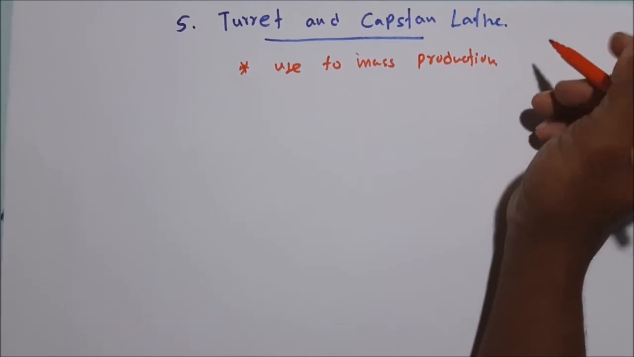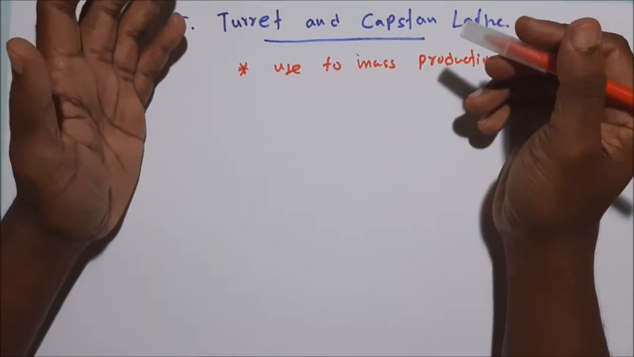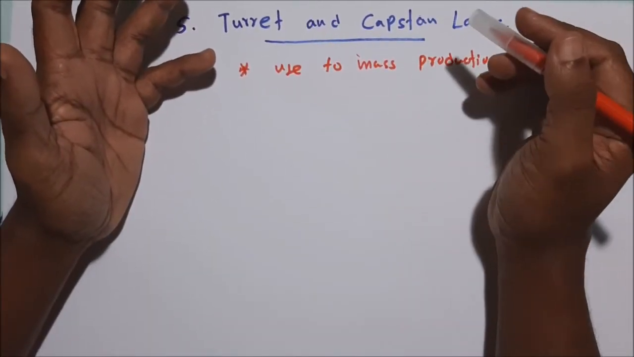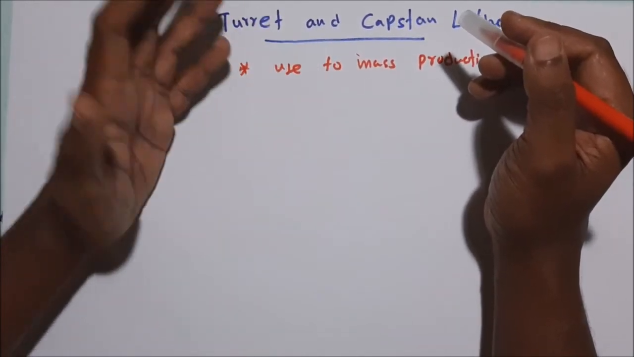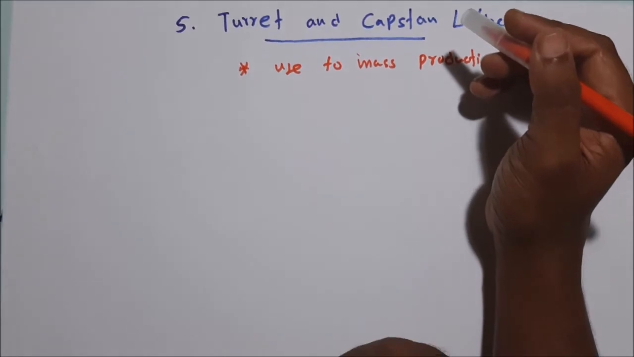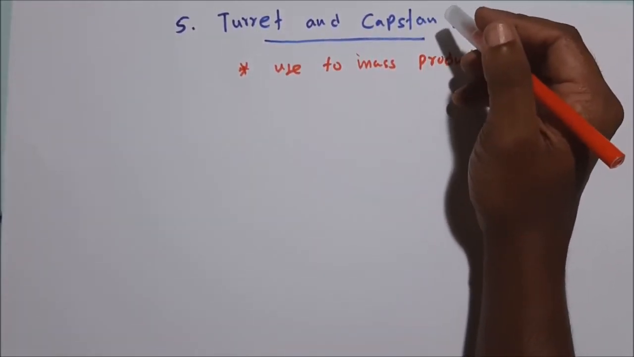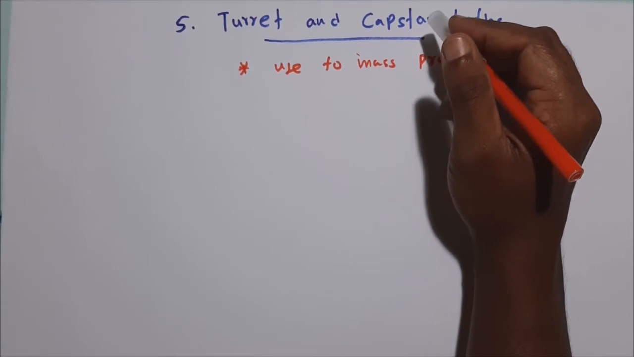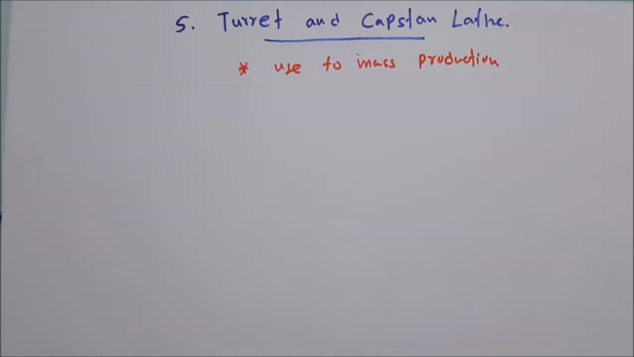The major advantage of the turret lathe and the capstan lathe is that multiple cutting tools can be mounted on the lathe machine, and multiple machining operations can be done simultaneously. It is also equipped with automatic tool feeding and automatic stopping at the required locations.